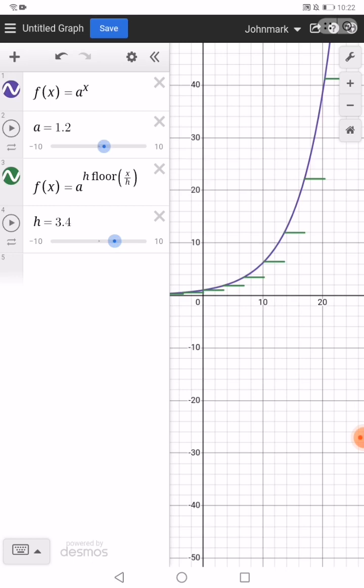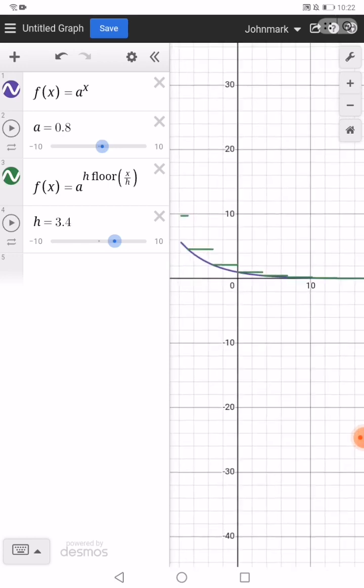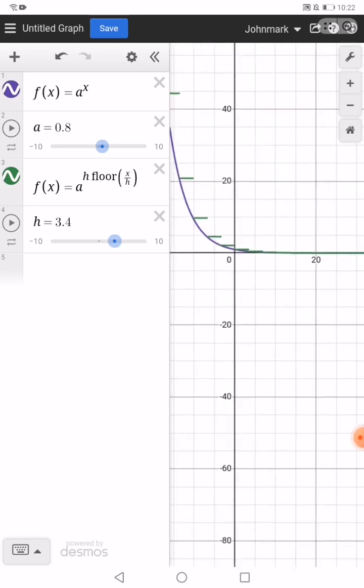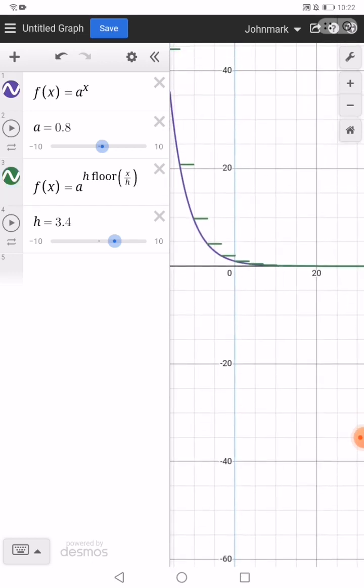Okay, if we have the value of a less than 1, it's supposed to be exponential decay, and you can see how the decay works.